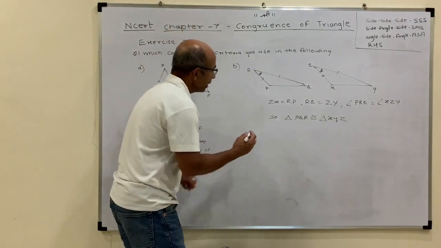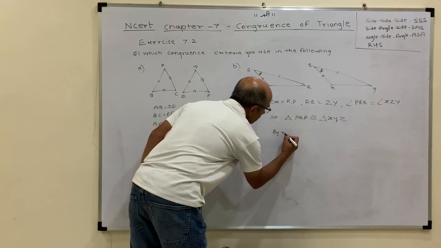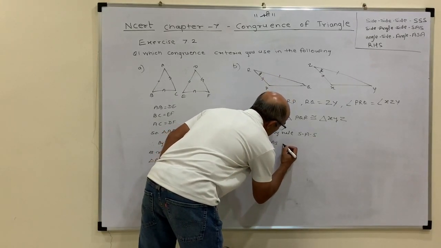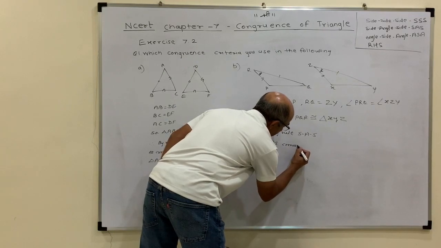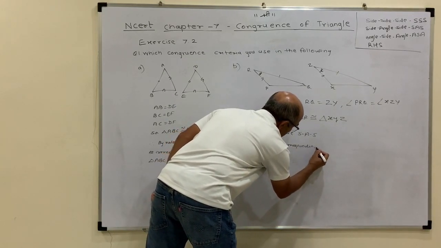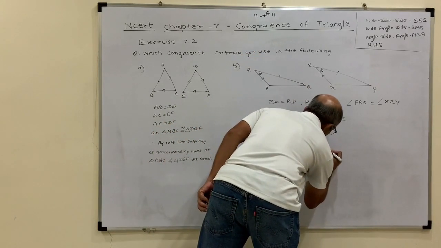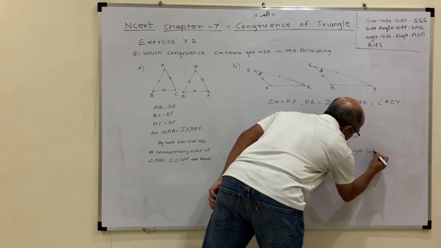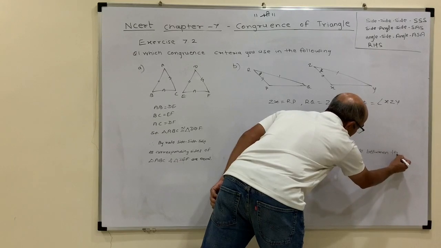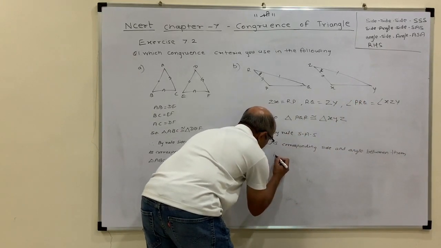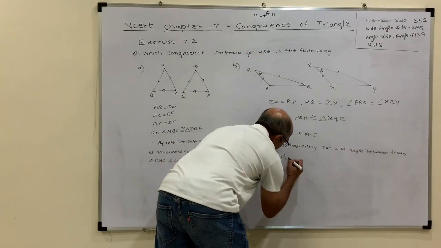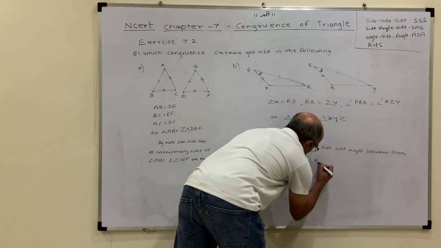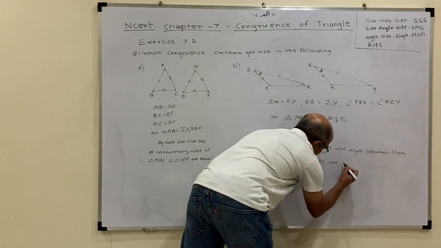So here we say by rule SAS, as corresponding sides and the angle between them in triangle PQR and triangle XYZ are equal.